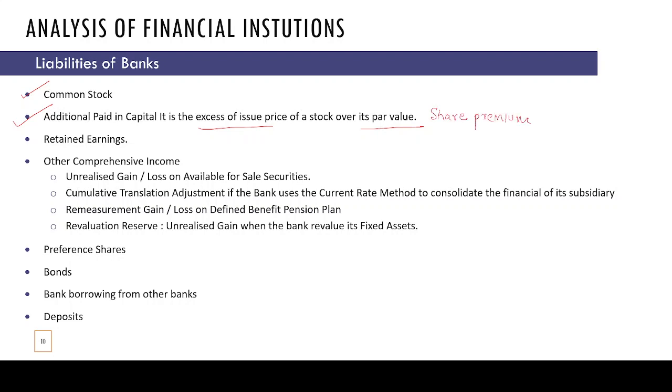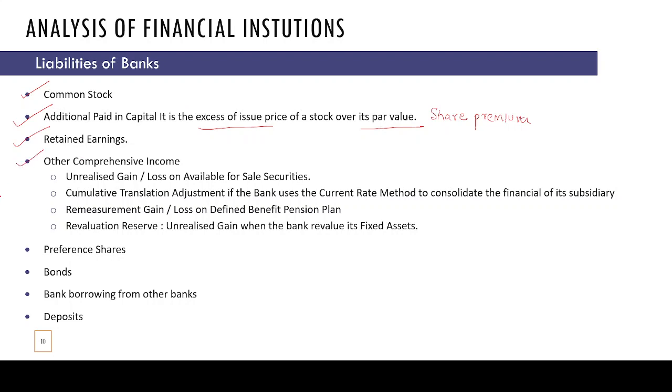Okay. Then we have retained earnings, right, which is the amount of profits that the company has reinvested in its business and not distributed as dividends. And remember, this is cumulative, right? So this is since the inception of the bank. Then you have your other comprehensive income.